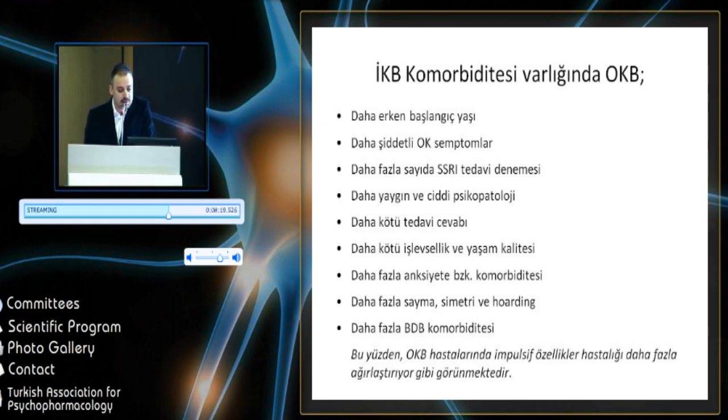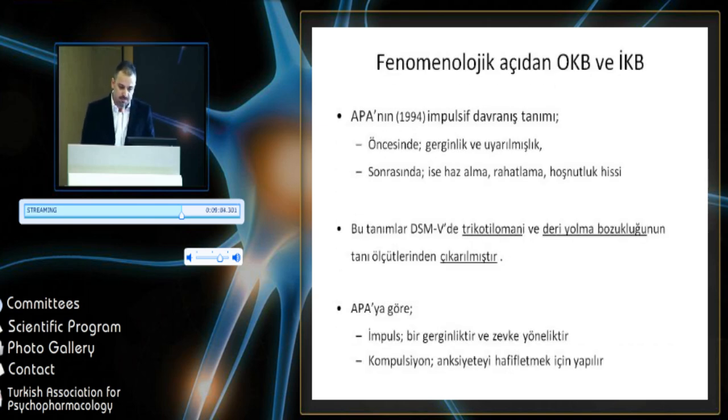Impulse control disorders and how OCD is affected by them. The onset age is much younger. Symptoms are much more severe. There are more attempts at SSRI treatment. Pathology is much more widespread, and severe response rate is rather low. Functionality, quality of life is impaired much more, and there are more anxieties and comorbidities involved. And counting, symmetry, and hoarding compulsions are much more, according to this study. That's why in OCD patients, the fact that there are impulsives or comorbidities sort of aggravate the severity of the condition.